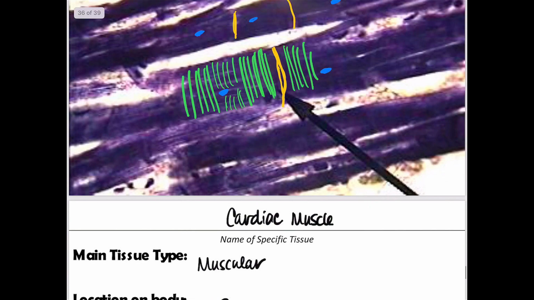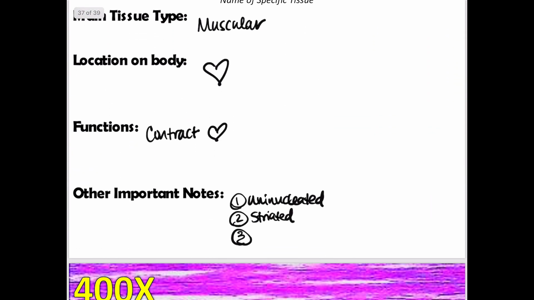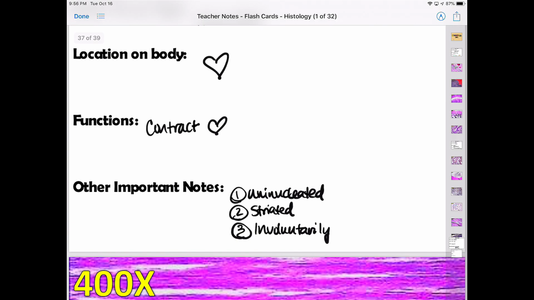And then lastly, is it controlled voluntarily? Do you think about it contracting, or does it happen all by itself, involuntarily? And this is obviously involuntarily. Thank the good Lord, we do not have to think about our heart beating, because every time we fell asleep, our heart would stop. So involuntarily controlled.